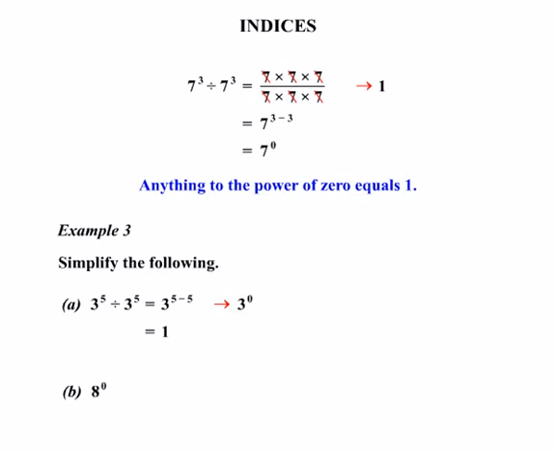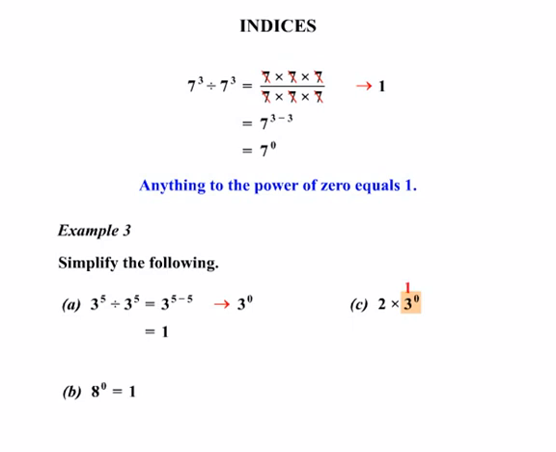Part B now, 8 to the power of 0. Well, this one's quite easy, isn't it? 8 to the power of 0, well, that's anything to the power of 0, so once again equal to 1. All right, part C, 2 times 3 to the power of 0. Well, is that equal to 1 as well? Well, no, it's not. Because if we look here, it's only the 3 that's got a power of 0.